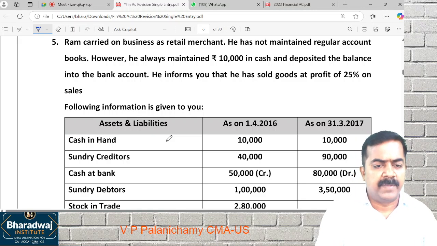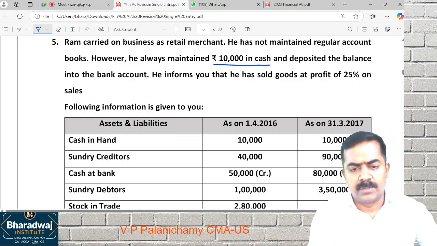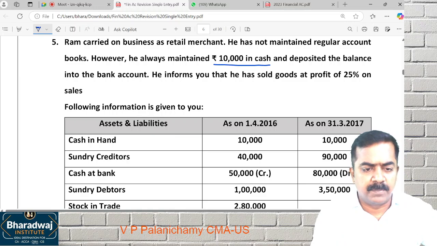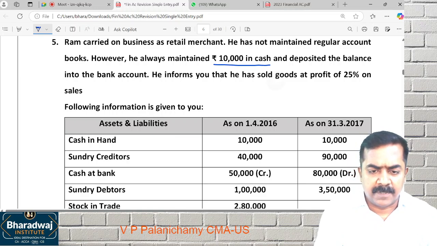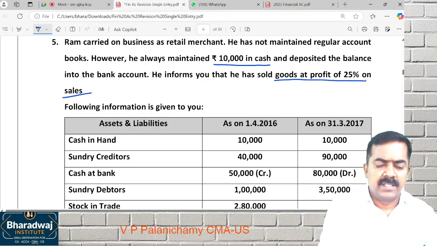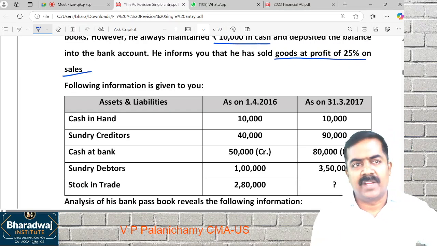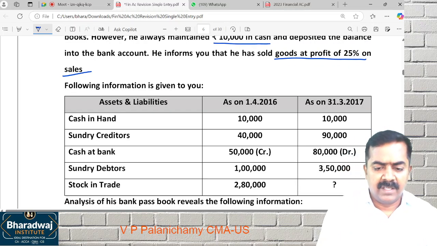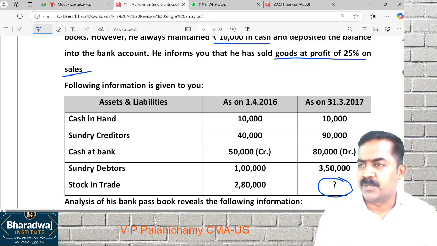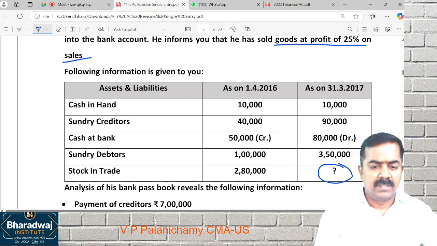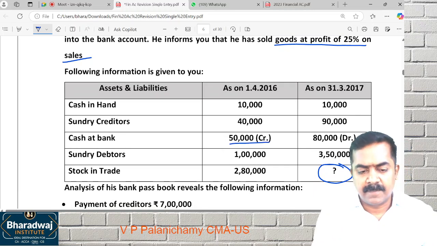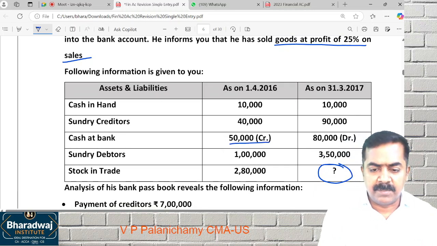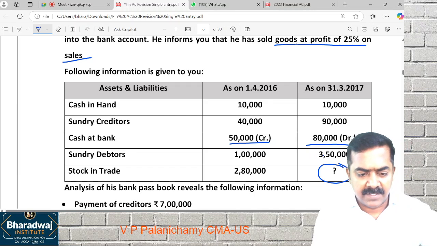He has always maintained how much? 10,000 in cash and deposited the balance into the bank account. Gross profit is 25% on what? Sales is given. So in the trading account, we can directly work out gross profit. As a balancing figure, we can get which one? Closing stock. Opening balance was a credit balance, which means an OD balance. Closing balance is a normal balance.